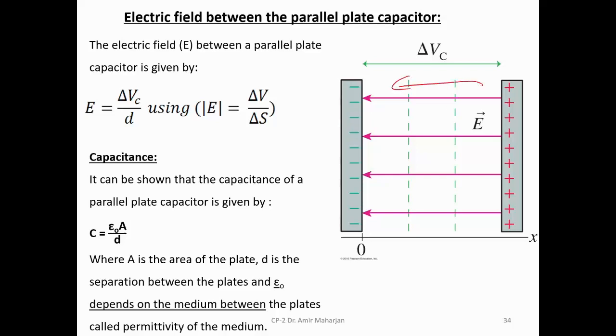So how do you find the electric field? Electric field is just the potential gradient, right? We talked about that. So it's delta V over delta S. Delta S is the distance, this distance. So delta S is just, let's say, D.